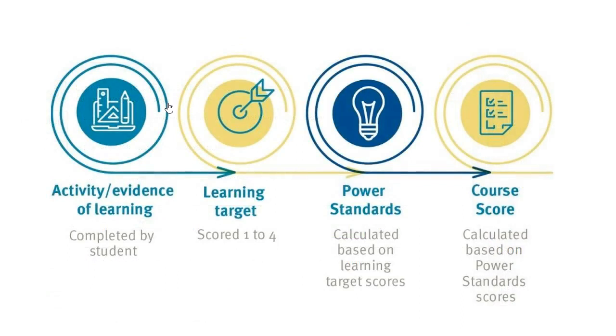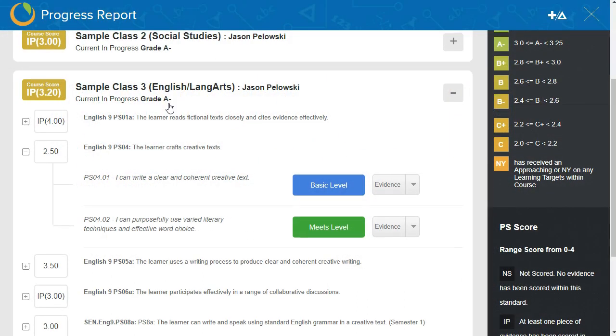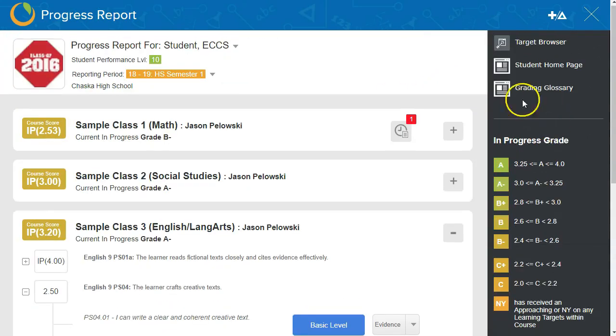As the school year moves on, more and more learning targets are combined to give us scores for each Power Standard. At the end of a course, Power Standards are averaged together to determine a final grade. In Empower, you can look up a student's current grade with the scale in the right-hand column on the progress report.